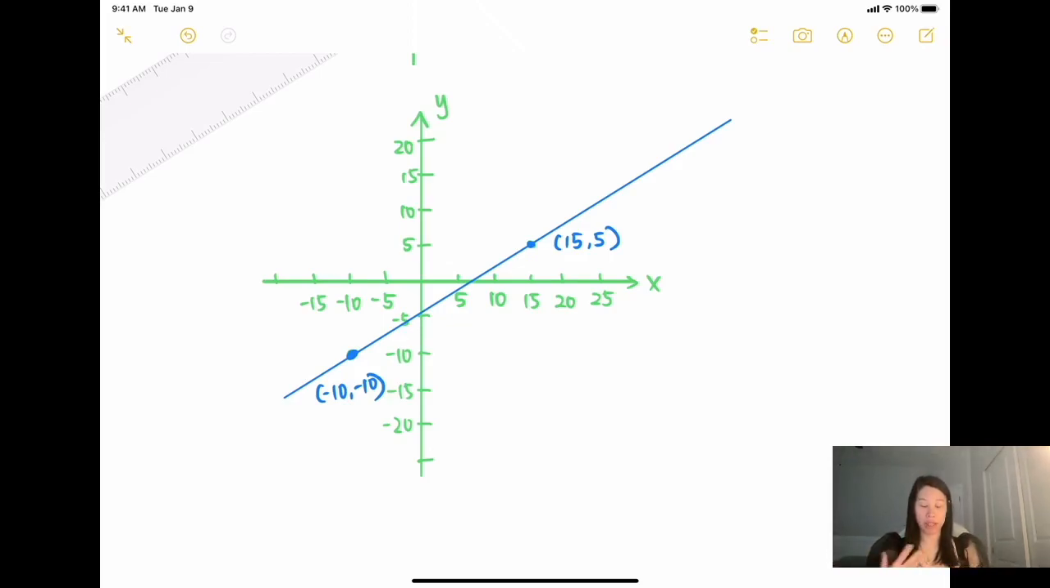So here I already identified 2 points that are most obvious for me. I have (15, 5). The second point is (-10, -10). Of course, you can use any other points. So the first step is I need to find the slope, m, which equals the change in y over the change in x, right? The change in output over the change in input.